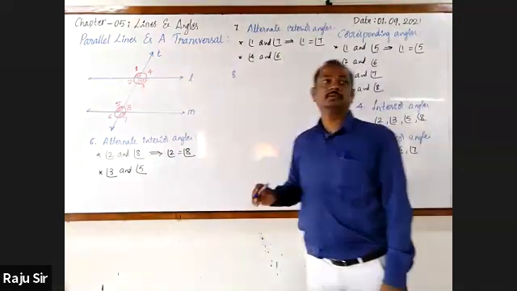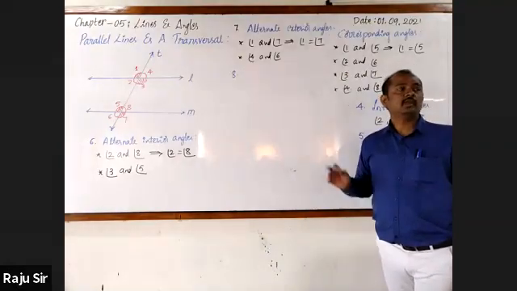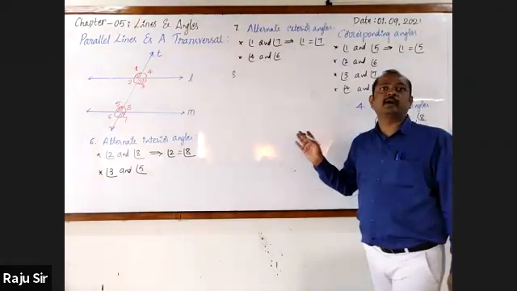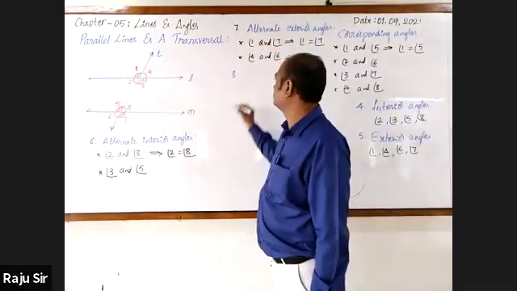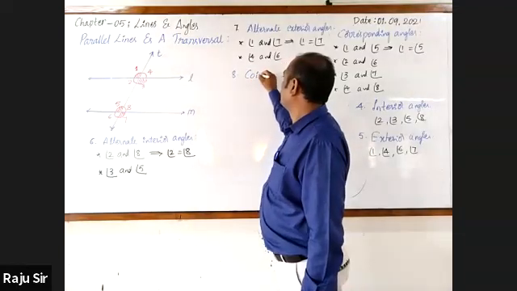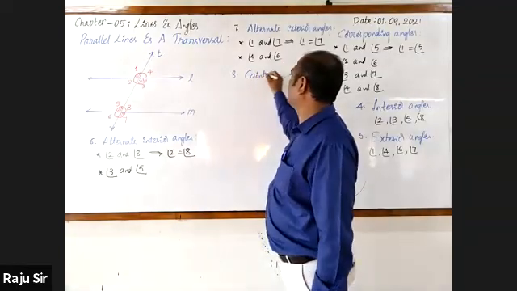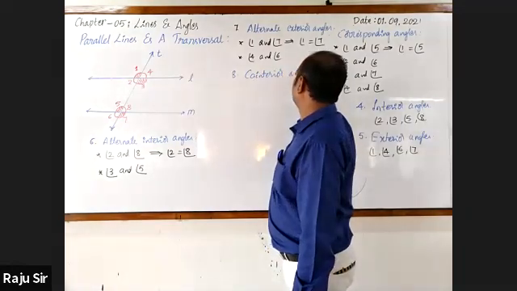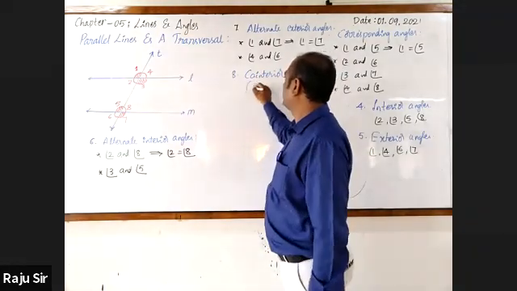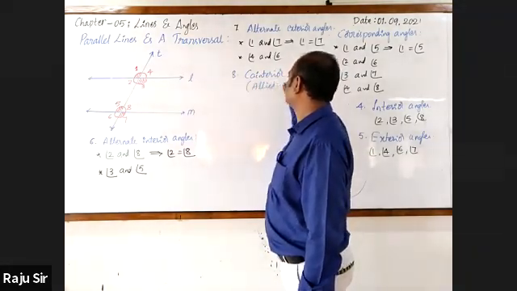Eighth one. The interior angles that are formed on the same side are co-interior angles. They are also called allied angles. Allied angle.